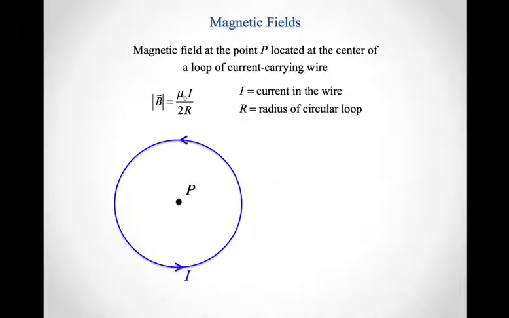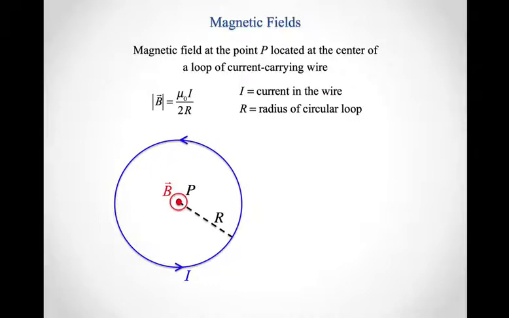The other wire that we're going to look at is the magnetic field generated at the center of a current carrying loop. So here I have a current that is moving around some wire in a counterclockwise direction. I can get the magnitude of the magnetic field at the center by mu naught over 2. So notice there's no pi here. Mu naught over 2 times I over R. So big R is the radius of the circular loop.